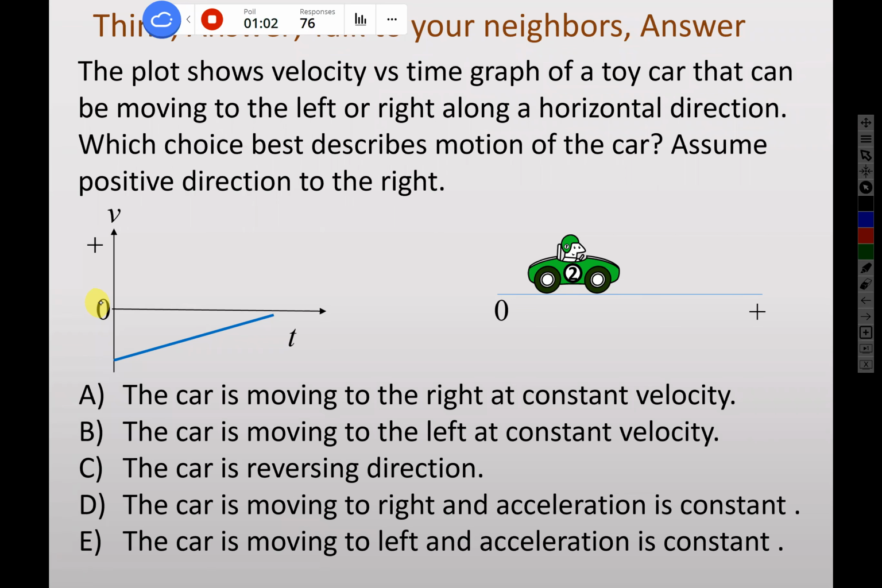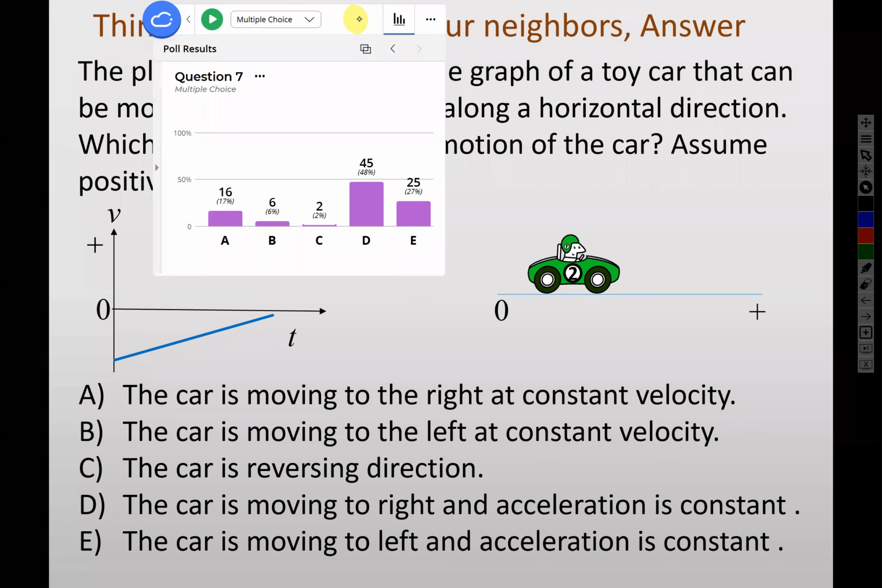30 more seconds. Five more seconds. 5, 4, 3, 2, 1, and it stops. Okay, let's see what we got. So D, E, and A, quite a few of them.